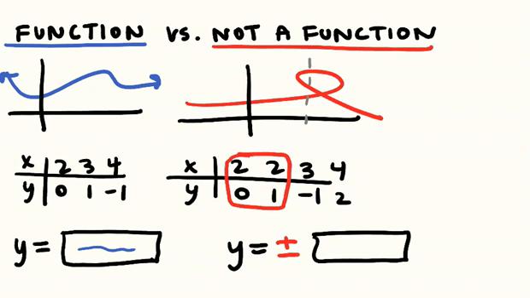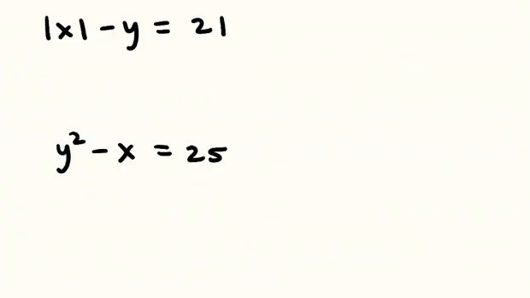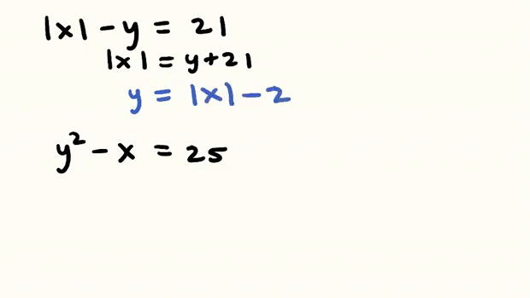So, for example, here's a couple. Usually they're going to write these equations implicitly, which means that x and y are just commingling on the same side of the equation. So you'd have to do a little bit of work to solve for y. I'll just tell you this first one is going to be a function. I'm going to add y to both sides, and I'll have absolute value of x equals y plus 21. If I solve for y by itself, y equals the absolute value of x minus 21. I see no plus minus in there. I'm good to go.